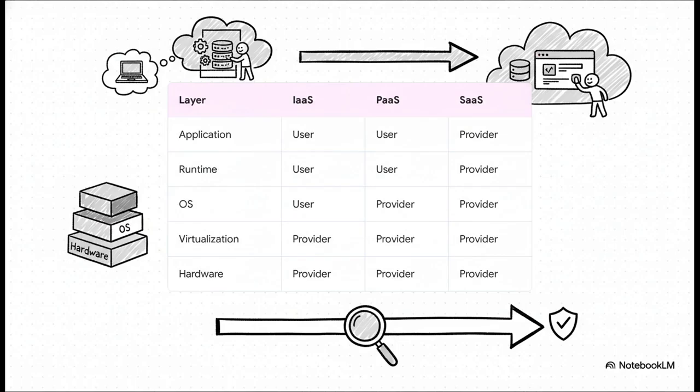As you move from left to right, from IaaS to SaaS, the provider takes on more and more of the work. With IaaS, you're still managing the operating system and your applications. With PaaS, the provider handles the OS for you, so you just bring your app. And with SaaS, they do everything. You just show up, log in, and start using it.